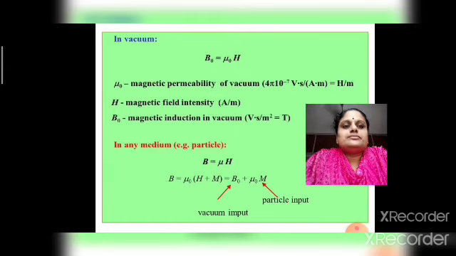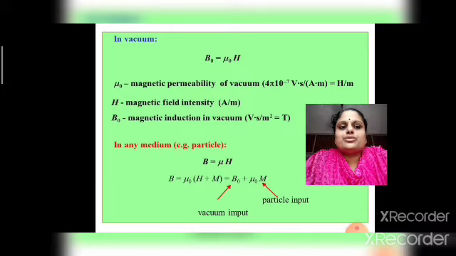In vacuum, suppose a solenoid is kept, the magnetic field produced inside the solenoid is given by B naught is equivalent to mu naught into H. Here mu naught is the magnetic permeability of vacuum, H is the magnetic field intensity, and B naught is the magnetic induction in vacuum. If the solenoid is kept in any medium, then B is equivalent to mu H.